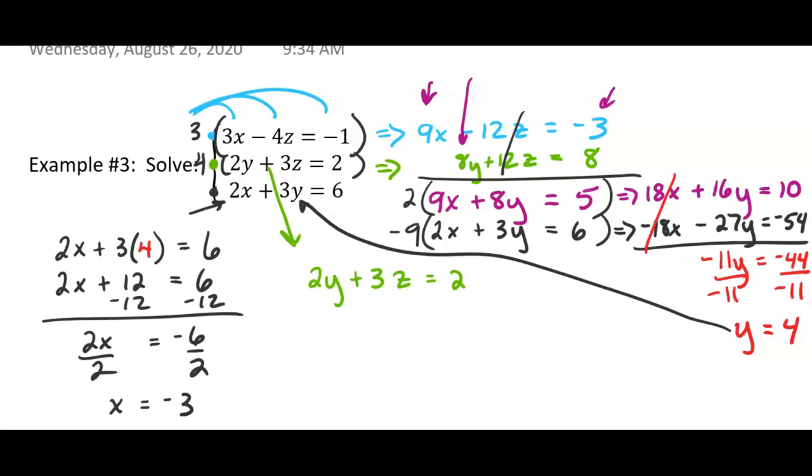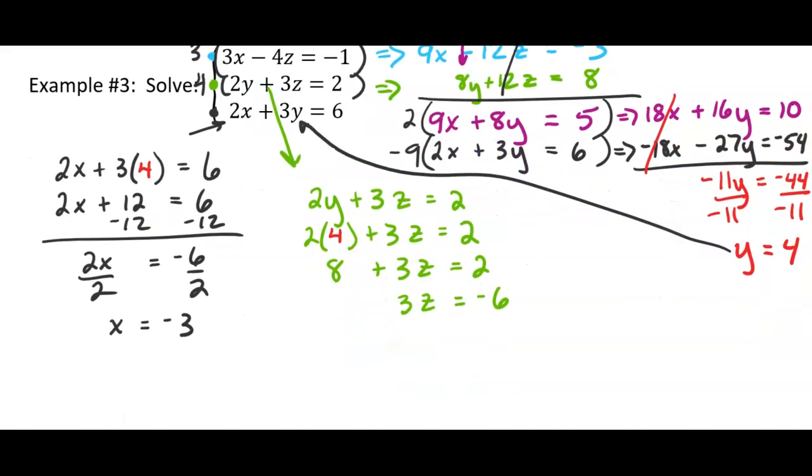So I'm picking this equation. 2 times, it was a 4 for y? Okay, 4 for y. Plus 3z equals 2. So 8 plus 3z equals 2. If you subtract the 8 from both sides, you're going to get 3z equals -6. And then, no, I didn't write the subtracting 8, but that's okay. Divide both sides by 3, and you get z equals -2. Okay? All right, so we're getting an answer.